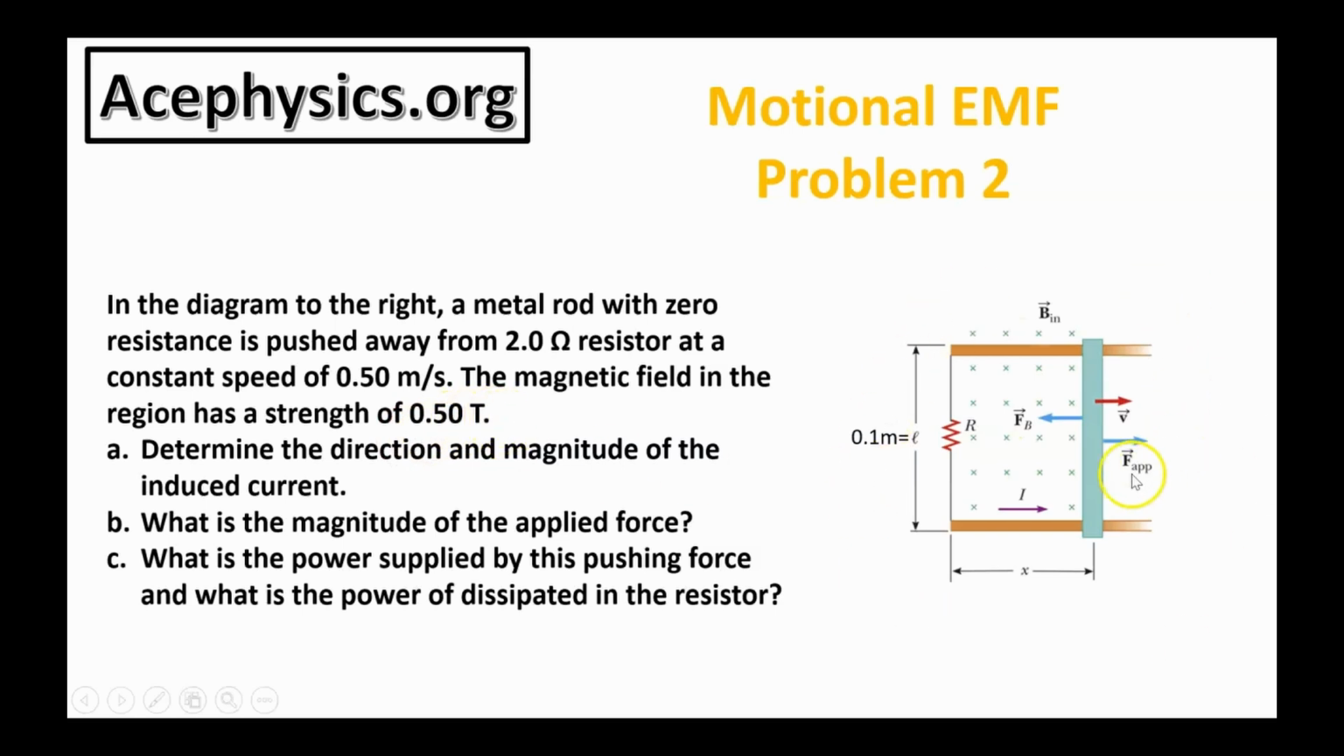This is the diagram. There's an applied force pushing this rod to the right. It's in a region of a magnetic field. The rod is moving with some velocity V. There's a magnetic drag force pushing to the left, and there's going to be some current in the circuit.